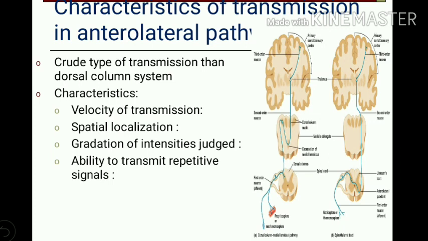In the anterolateral pathway, the gradation of intensity judged is also less accurate. We cannot accurately say the exact part where we have pain as compared with the dorsal column system. Another characteristic feature is that the ability to transmit repetitive signals is also poor in the anterolateral pathway, whereas the ability to transmit repetitive signals is good in the dorsal column pathway. So this is all about the dorsal column medial lemniscus system and the anterolateral pathway. Thank you.